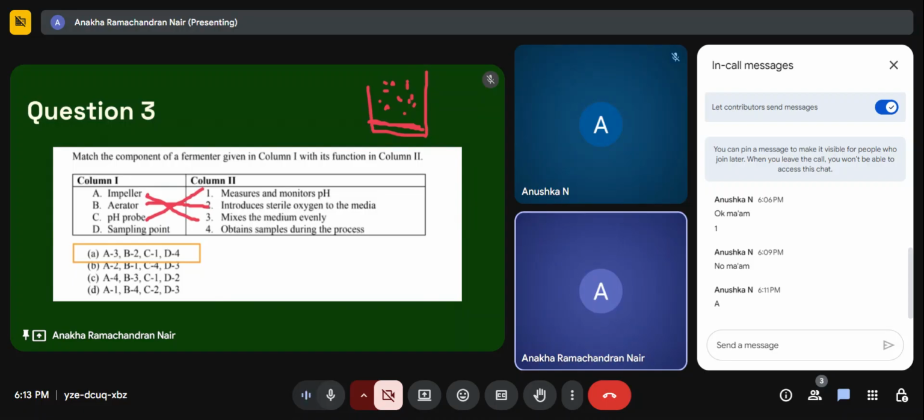And the sampling point is to obtain samples during the process, so that you can measure things like how much of the medium has been used up, what the waste products are, how many cells there are, whether they are dead, and how much product they have produced, something like that. All right. Any doubts in this question? All right. So let's move on to question number 4.